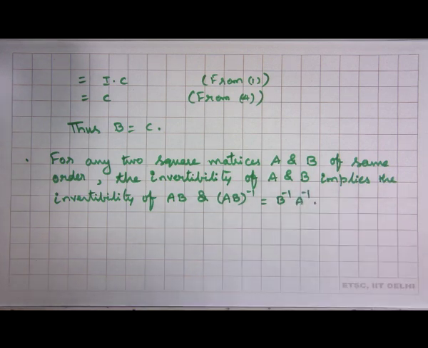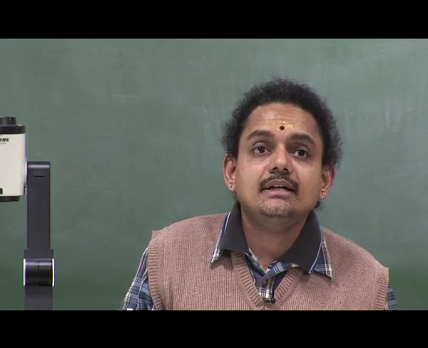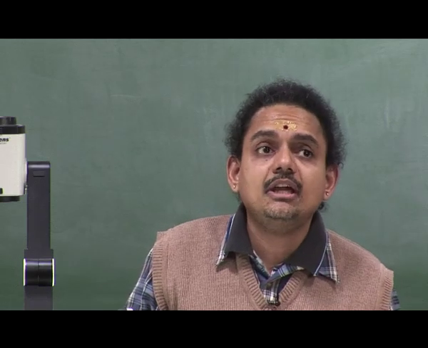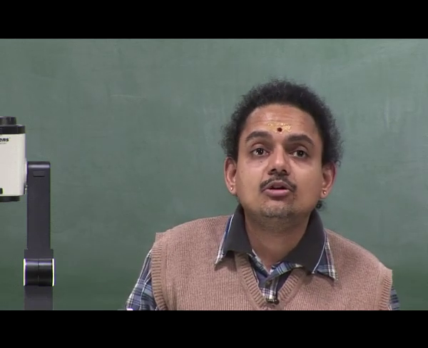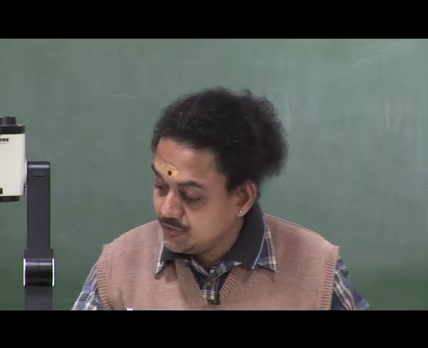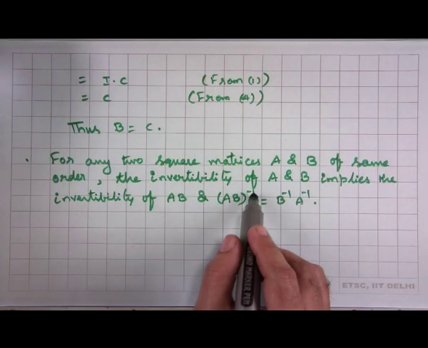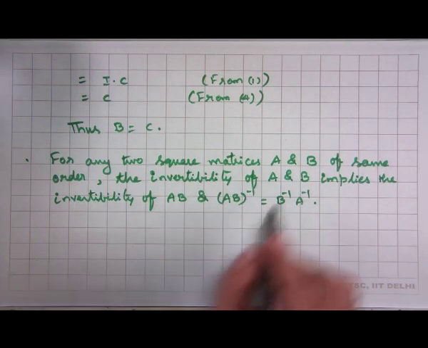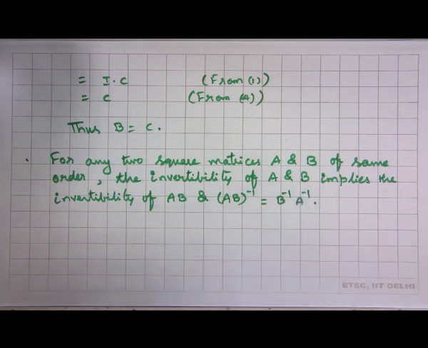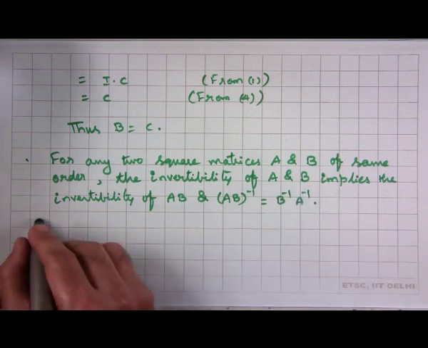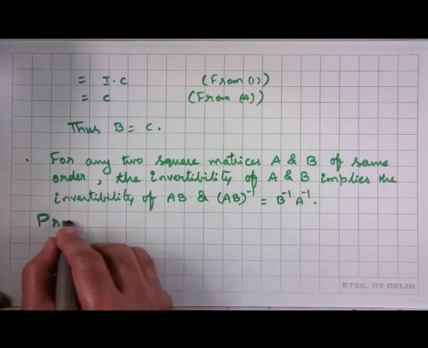So, the unique inverse that we obtained. Once you know that a matrix A is invertible, then you know that the inverse is unique, and we will denote that inverse by A power minus 1. The inverse of AB is (AB) power minus 1, and it is given by B inverse A inverse. Now, let us go with the proof of this.